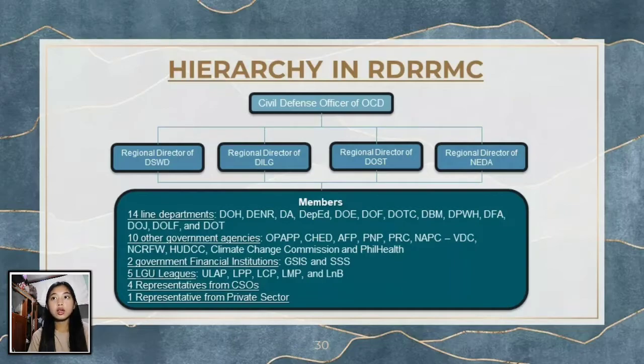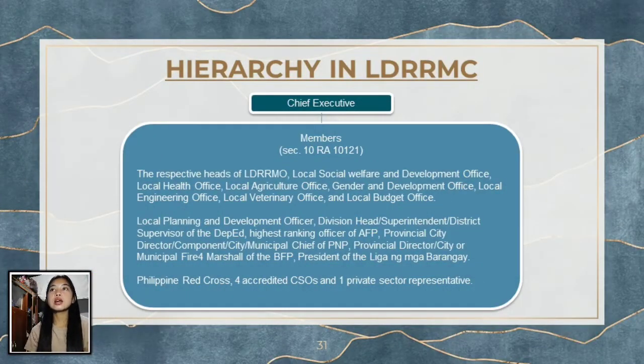10 other government agencies: OPAPP, CHED, AFP, PNP, PRC, NAPC, VDC, NCRFW, HUDC, Climate Change Commission, and PhilHealth. 2 government financial institutions, GSIS and SSS, 5 LGU leagues, ULAP, LPP, LCP, LMP, and LNB, 4 representatives from CSOs, and 1 representative from the private sector. Hierarchy in LDRRMC.